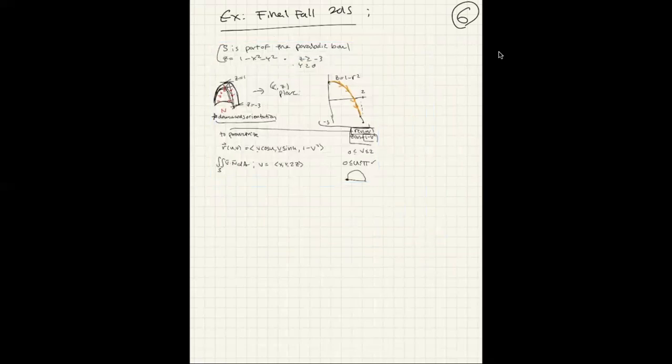Let's compute. To compute, we know we'll need to take partial u and partial v and cross them. There's no way around it. So partial u: taking the u derivatives, I get negative v sine of u, v cosine of u, 0. Partial v is cosine u, sine of u, negative 2v. Okay, and let's take the cross product.